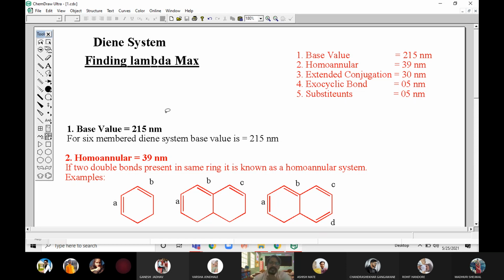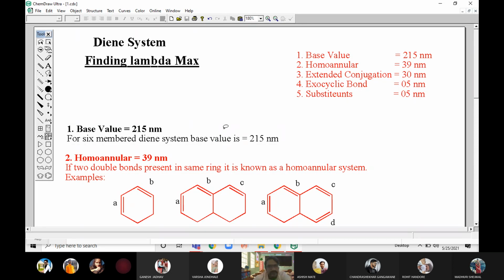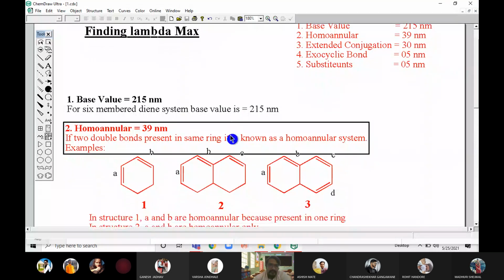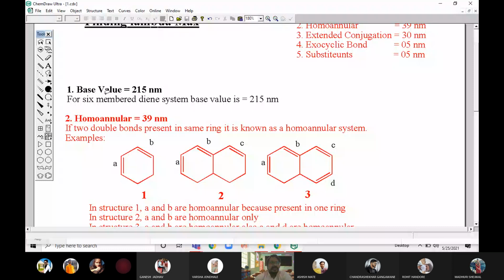See, for any six-membered diene system, the base value is 215 nanometer. Right? This is visible to you, right? Yes, sir. Okay. So shall I zoom in or is this okay with your screen? Okay. So base value, the first rule is complete. We have to add 215 if there is a six-membered diene type of system for finding the lambda max.